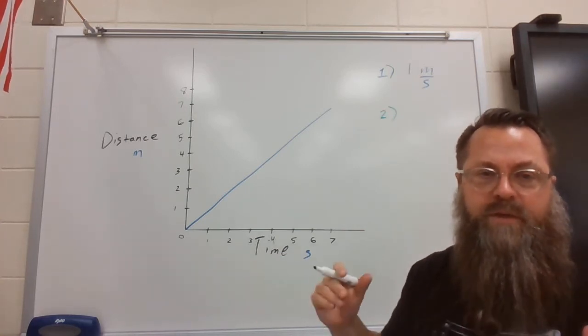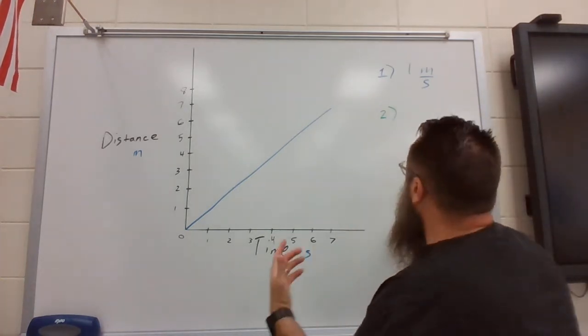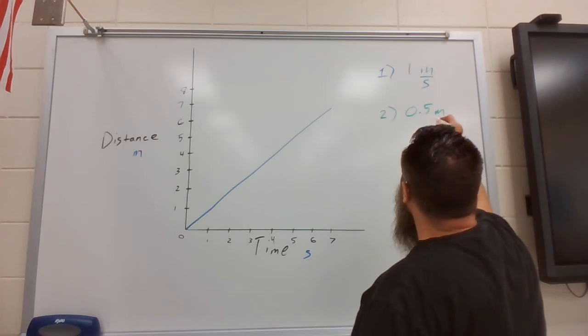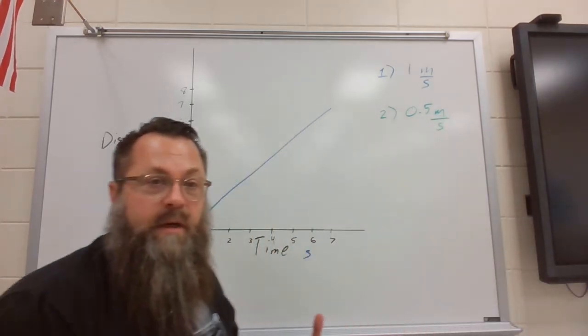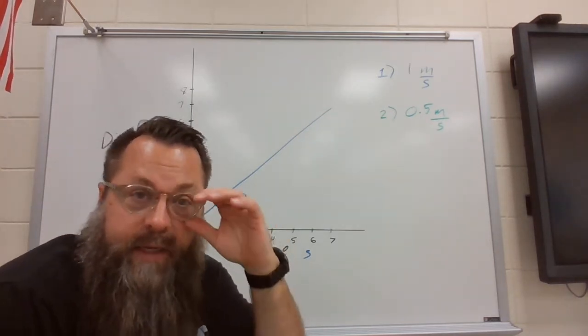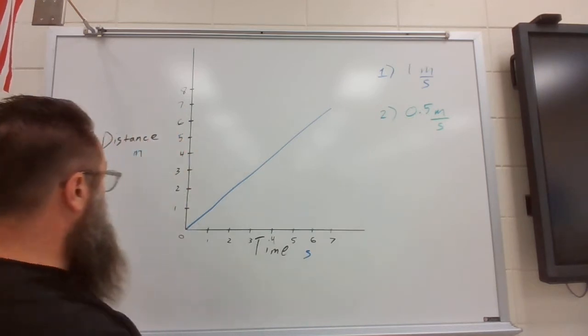Well, let's say we have another object, and I want to graph it. Do you want it to go faster or slower? I'm old, so it has to go slower. Let's say this object is only going 0.5 meters per second. This object is going half the speed of the previous one. But what does its graph look like?